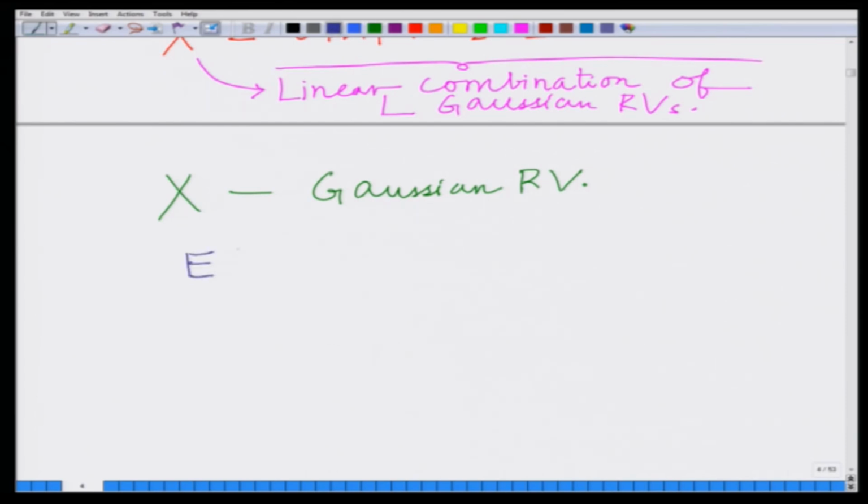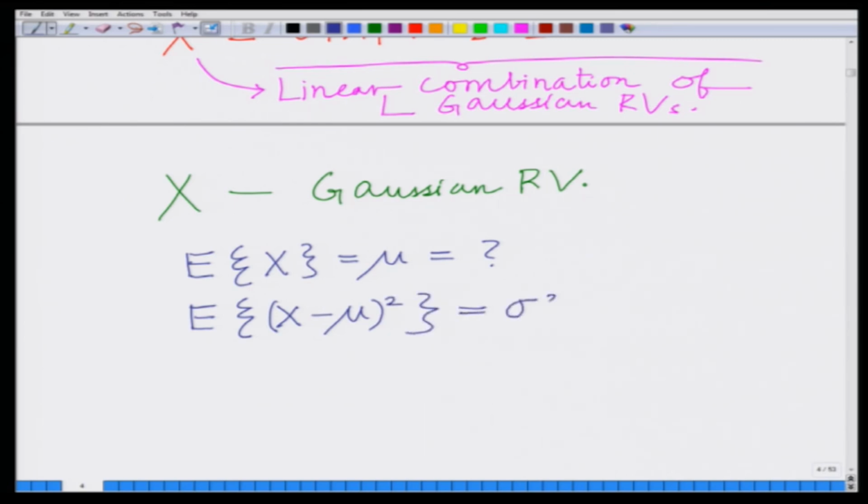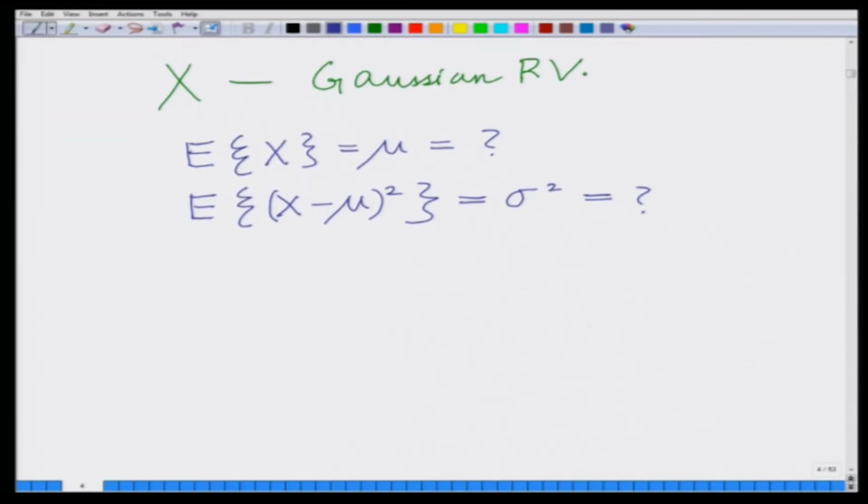Further, let us find now the mean and the variance. So, we want to find the mean of x, that is, what is the mean of this new Gaussian random variable x, what is the variance of this new Gaussian random variable x. So, what we want to do now is find the mean of this Gaussian random variable x, which has been generated as a linear combination of x1, x2, xl, and the variance of this Gaussian random variable x. Okay. So, let us start by finding out the mean.